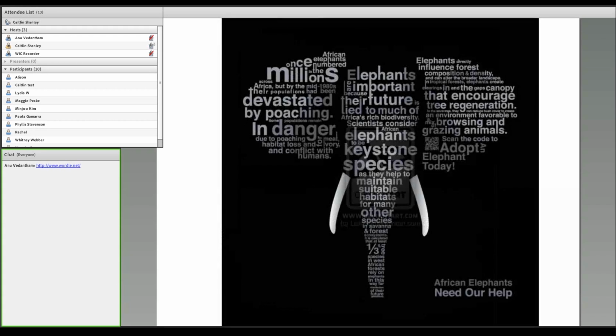This is another example of a graphic that uses the sort of word cloud look to talk about African elephants and poaching. So again, using a shape, but not necessarily too many pictures to tell a pretty powerful story.